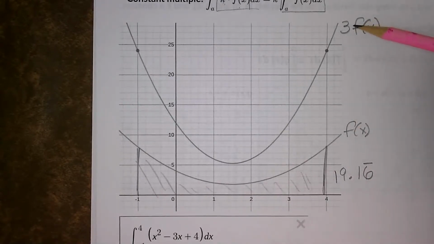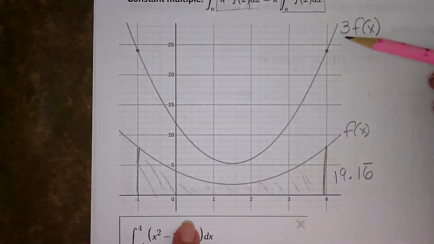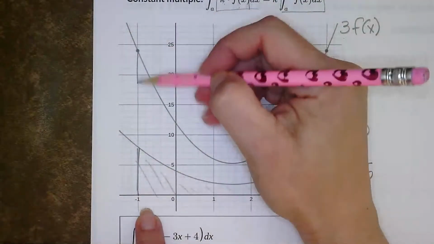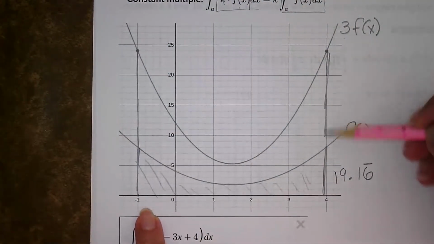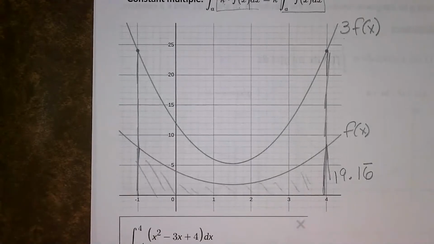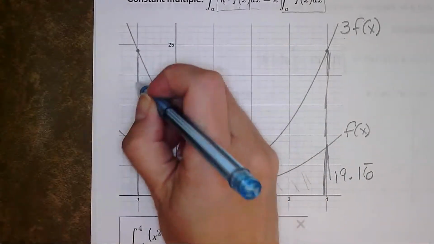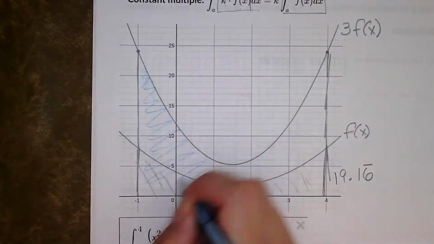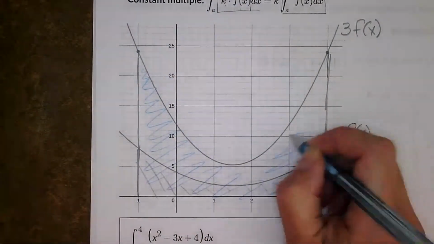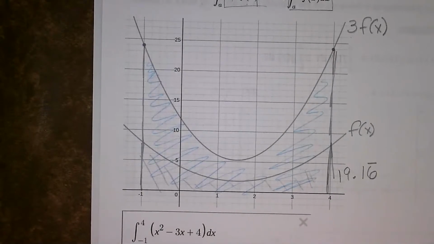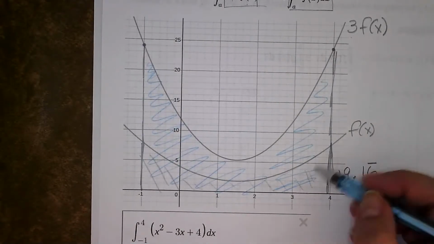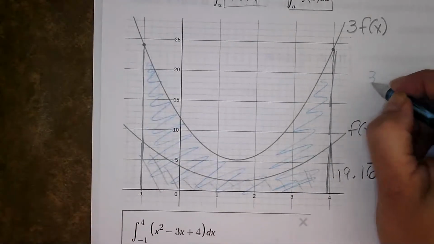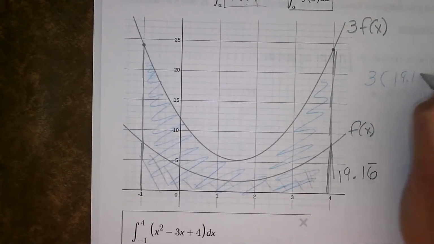But if I stretch the function by 3, and I now do -1 to 4, let me get a different color. Now it's saying this area is 3 times the space of the original. So I could say 3 times the 19.16.